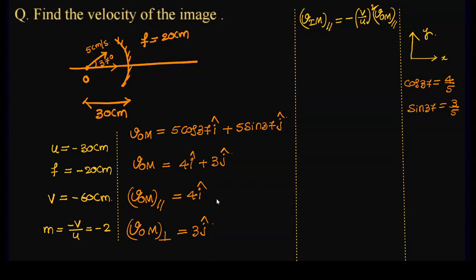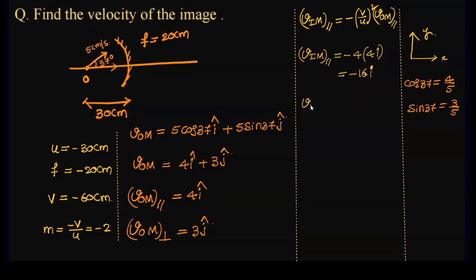Now simplify it. So how much will come for velocity of image with respect to mirror in parallel? Minus of V by U whole square, 2 square is 4. 4 into the parallel component of velocity, which is 4 i cap. So this will come to minus 16 i cap.